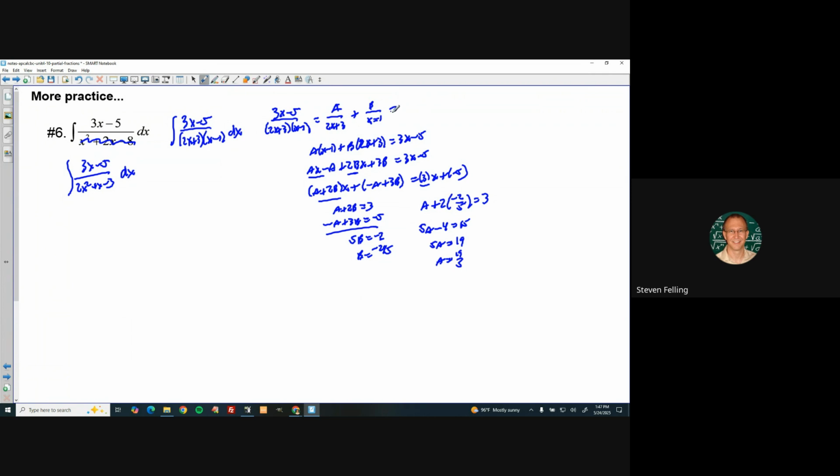And that means that this a is positive 19/5 over 2x plus 3. And then we've got negative 2/5 over x minus 1. So we would replace this integral with, let's see, there's going to be one integral for this. So let me move the 19/5 out here. And this is 1 over 2x plus 3. And we've got the negative 2/5 integral 1 over x minus 1.